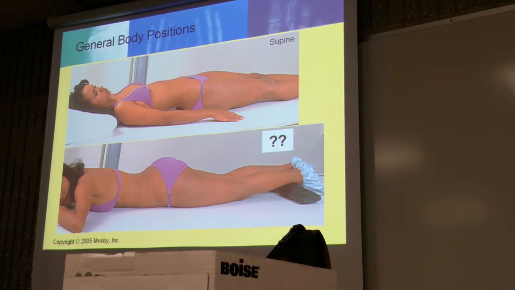All right, so general body positions. We're talking about laying down on your back. This is the supine position. If you're laying on your back, what happens when you're laying on your front, face down? Prone. You guys know this, it's prone. This isn't a new term, you know what prone is. So that's prone.